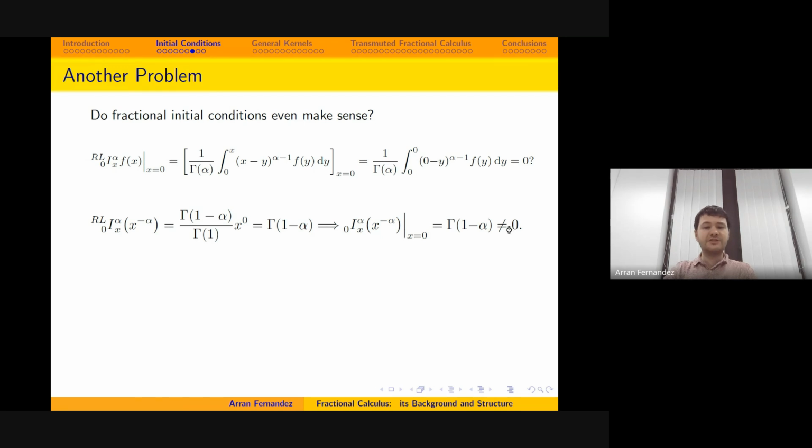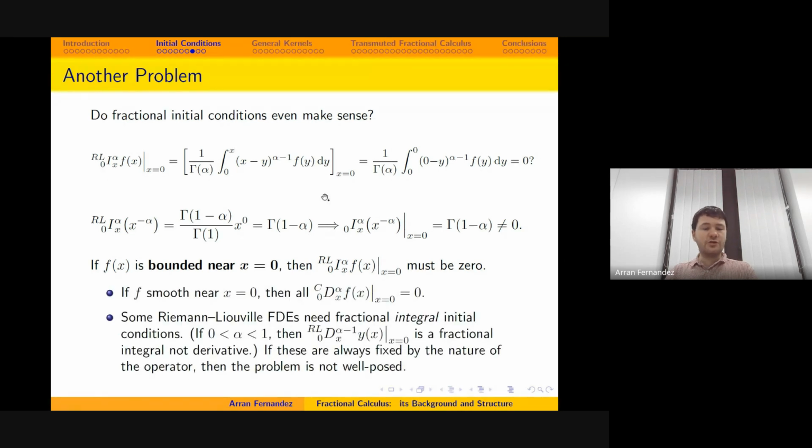So why is it that the integral from 0 to 0 is not necessarily 0? Well, it all depends on the function space, basically. So if the function f is bounded near 0, then you can take the limit of this square bracketed expression as x tends to 0. And because of the boundedness, you can then show that this must be 0. But in general, this is not the case. As we see from this function, for example, which is a singular power function, it's not bounded near x equals 0, and we do not have 0 for the fractional integral.